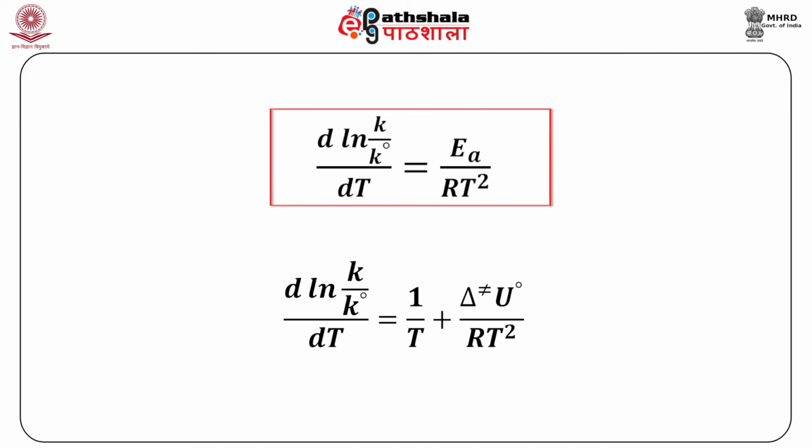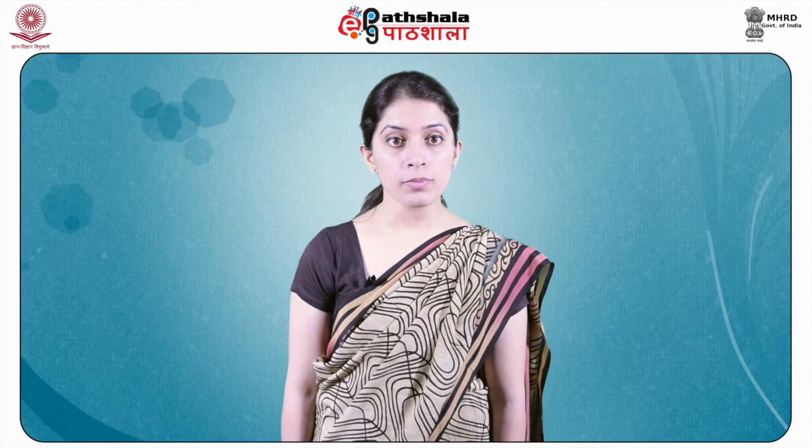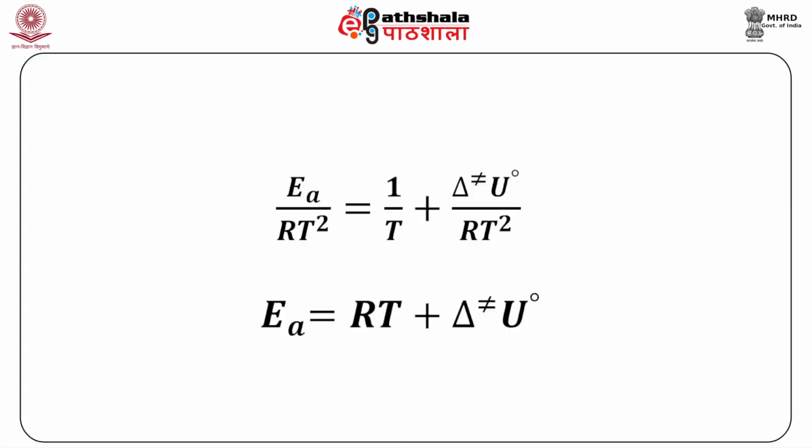Taking logarithm of these equations and differentiating them with respect to temperature, from the Arrhenius equation we get d ln k by dT equals Ea upon RT square, and from transition state theory we get d ln k by dT equals 1 upon T plus delta U naught upon RT square. On comparing the two, we get Ea upon RT square equals 1 upon T plus delta U naught upon RT square.